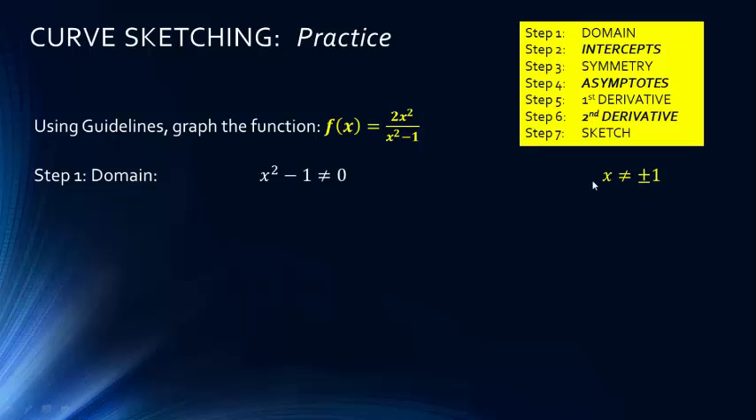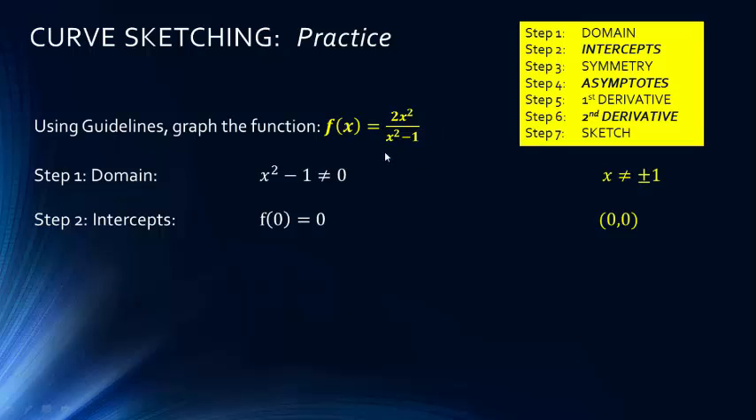So this means that this function can go through all values except positive or negative 1. This is also a hint later for asymptotes, but we'll see that in a minute. Find the intercepts. Remember, we find the y-intercept by setting x equal to 0. When we put 0 into our original function, we get 0 over 0 minus 1. 0 over negative 1 is simply 0. So our y-intercept is (0, 0).